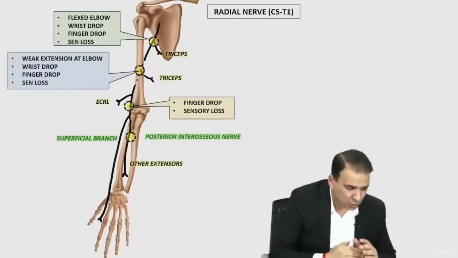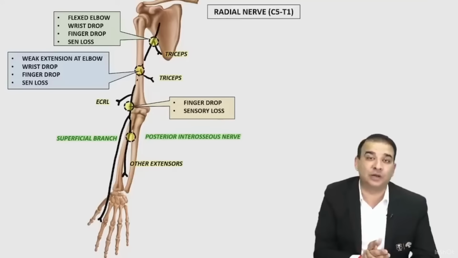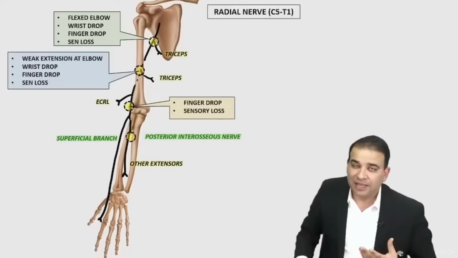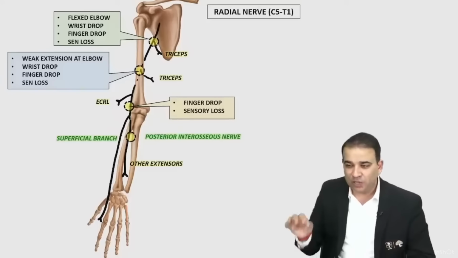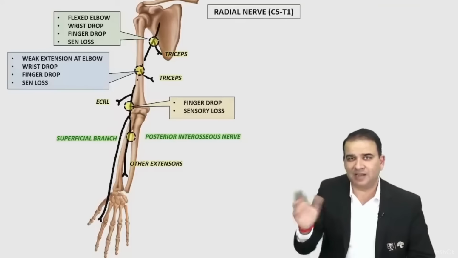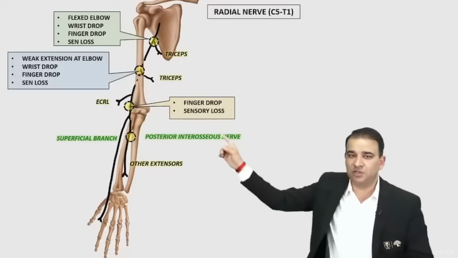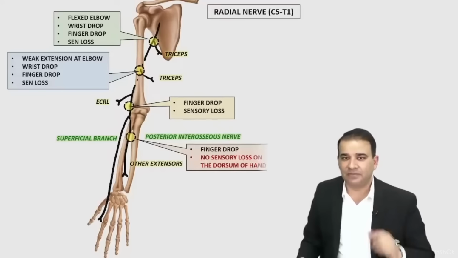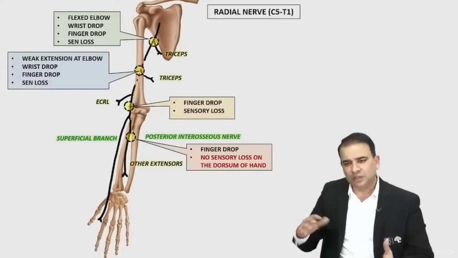Whether the injury is to the anterior interosseous nerve or posterior interosseous nerve, there will be no sensory loss. Interosseous nerves are deep nerves. They are supplying the muscles. They are not supplying the skin. So injury precisely to the interosseous nerve, anterior or posterior, it's only the motor loss here. So in posterior interosseous nerve injury, you only will have finger drop and there is no sensory loss on the dorsum of the hand. So this question could be asked in any way.